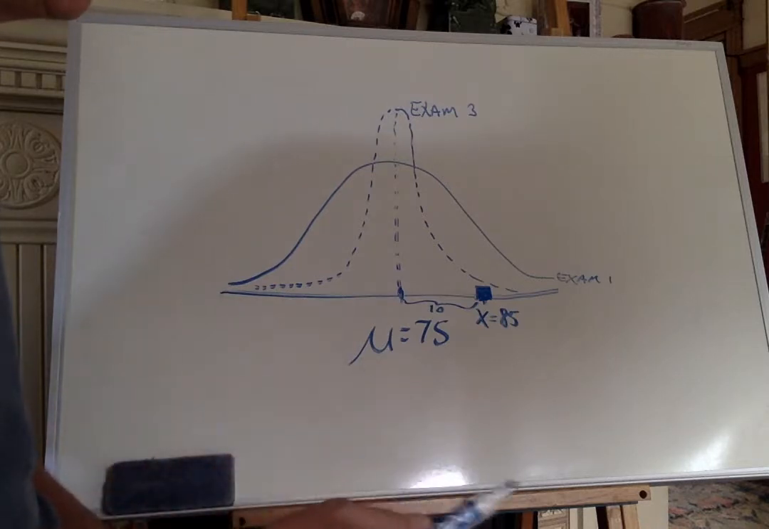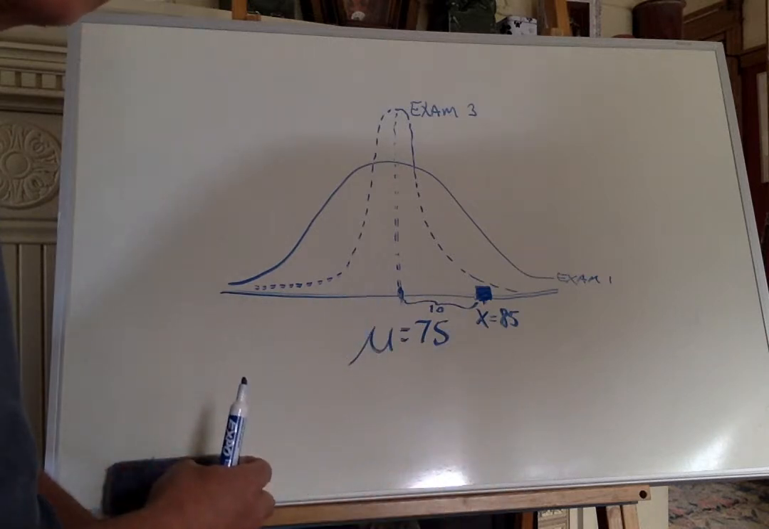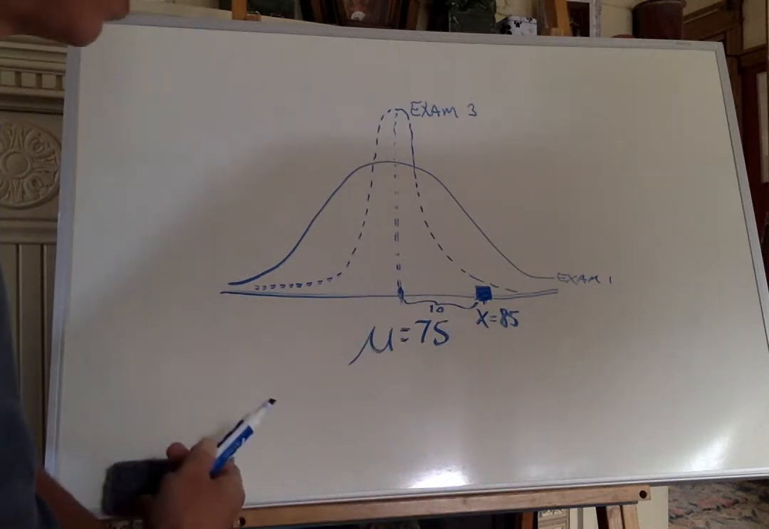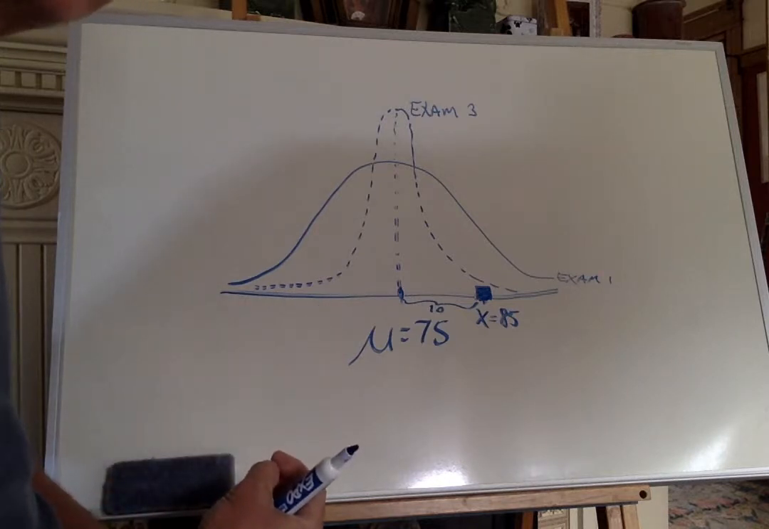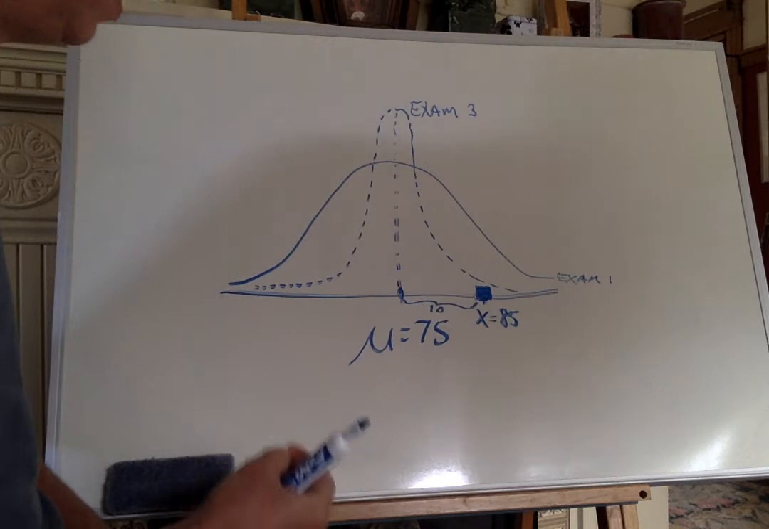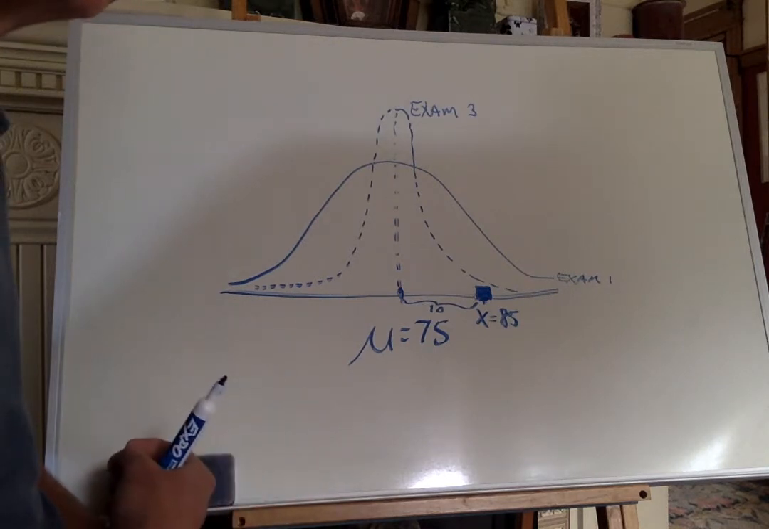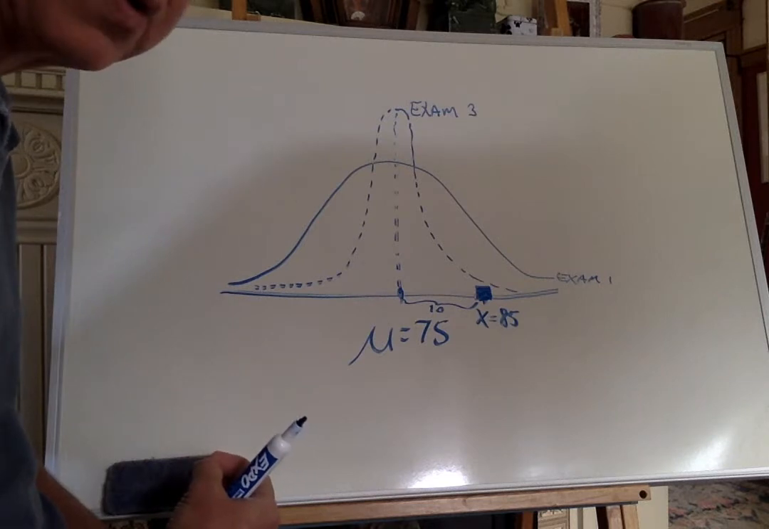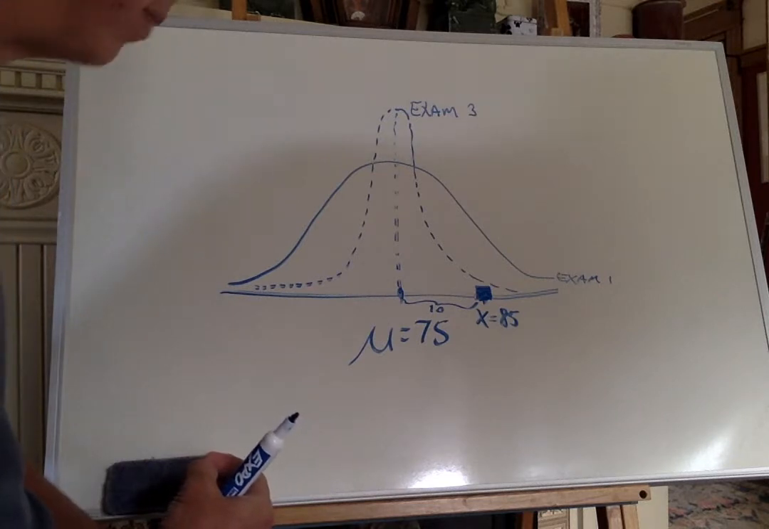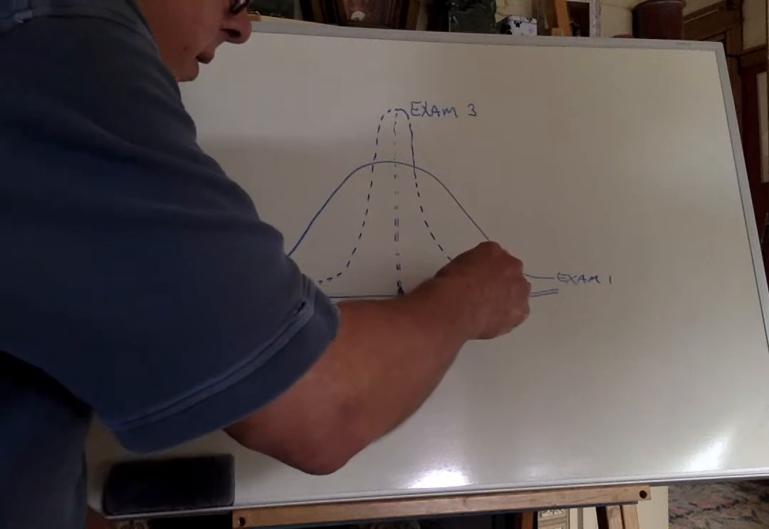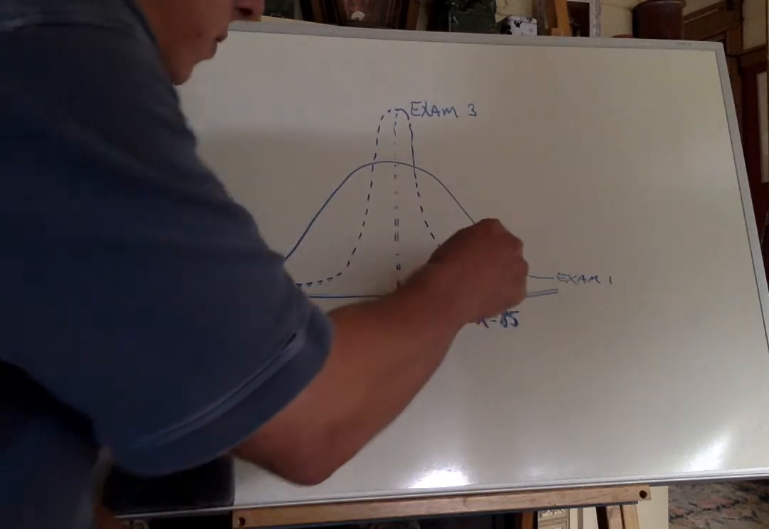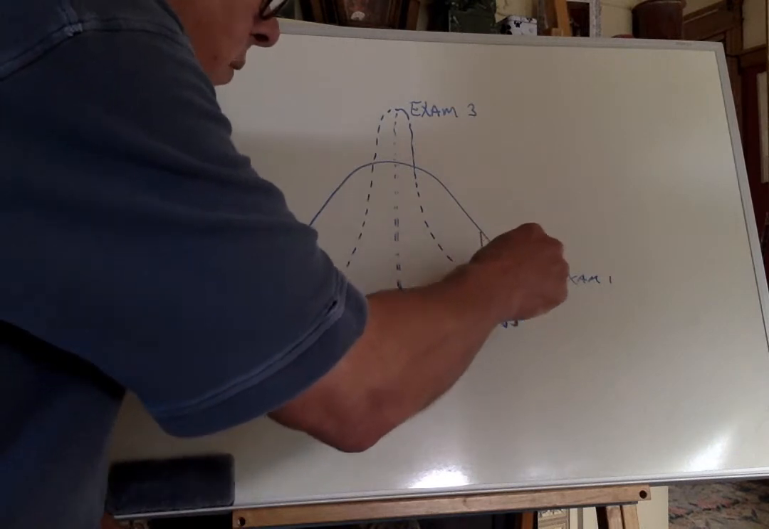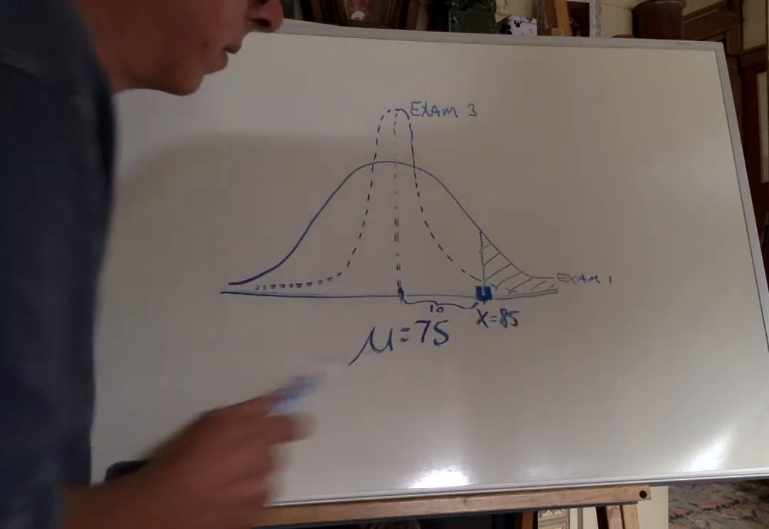Now, we're not just going to pay attention to how far above the mean you are. You're 10 points above the mean in each. Let me ask the question a little bit differently. In which class did more people do better than you? Okay, in which class did more people do better than you? Well, remember, here's our score of 85. So this tells us for exam 1, this many people did better than you.